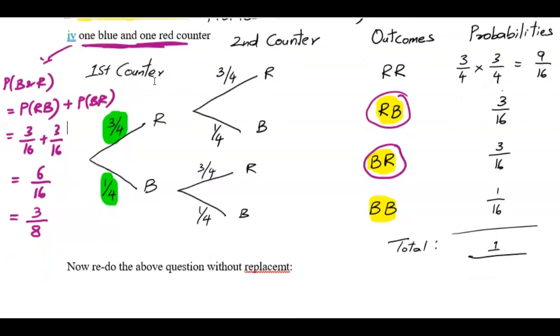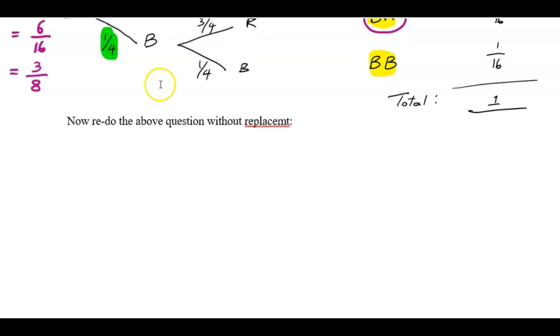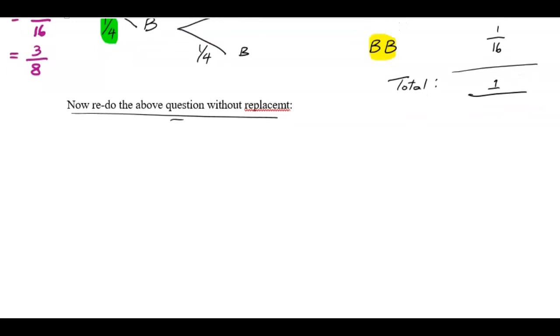Now, I've just added this to this question. What if I was to redo this question without replacement? What I mean by that is, we take out the first counter, we don't put it back in, and then we take out a second counter. Let's see how the tree diagram is going to look if we were to do this question without replacement. So for the first counter, we still have 4 counters, 3 red and a blue, which means the first part of it is going to stay the same.